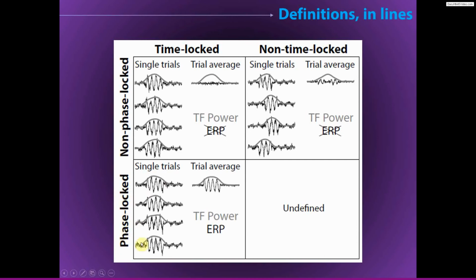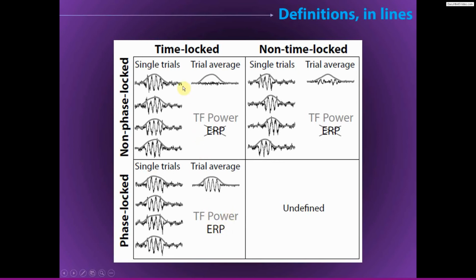And the activity is phase-locked when the phase angle time series, or the timing of the frequency band specific activity, is the same or very similar on every trial. And this is the key concept that is measured by intertrial phase clustering. Okay, so you can see in the trial average that you recover very nicely both the time domain signal and the time frequency domain signal. In fact, when activity is time-locked and phase-locked, you will see it both in time frequency power and in the ERP, and also in time frequency intertrial phase clustering, although I didn't print that here.